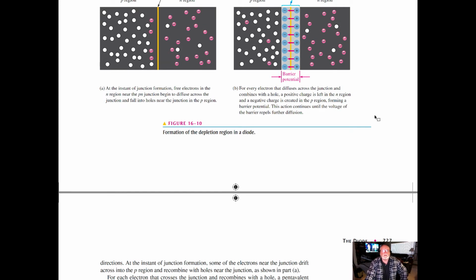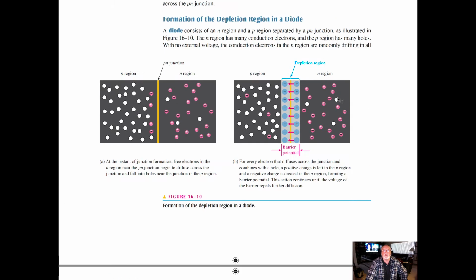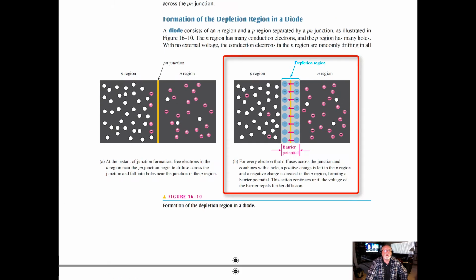At the instant of junction formation, some of the electrons near the junction drift across into the P region and recombine with holes near the junction. So we can see that then in the diagram. So lots of randomness going on the left side here. On the right side here, we see holes trying to be filled by electrons and electrons trying to fill holes. Okay, so it's a back and forth action. You see across the region electrons and holes, holes and electrons.